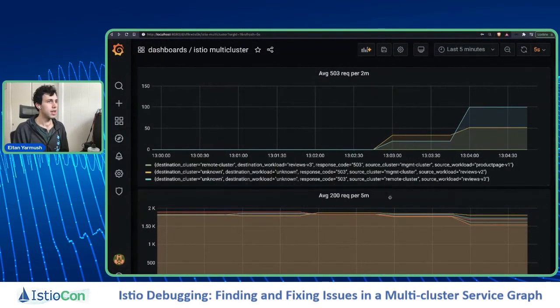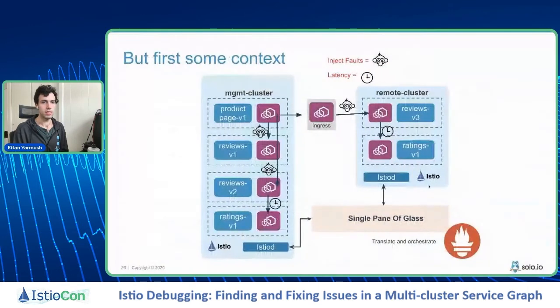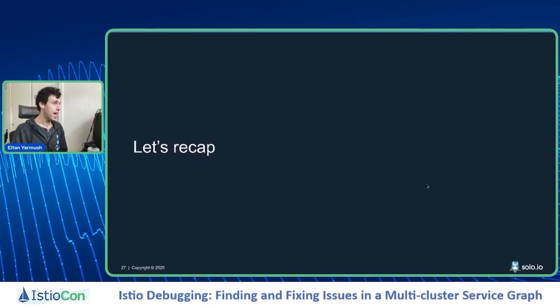So this is just the beginnings of the power of multi-cluster observability with a single pane of glass. And now Scott's going to go over some of the problems and other ways that we have solved some of them.